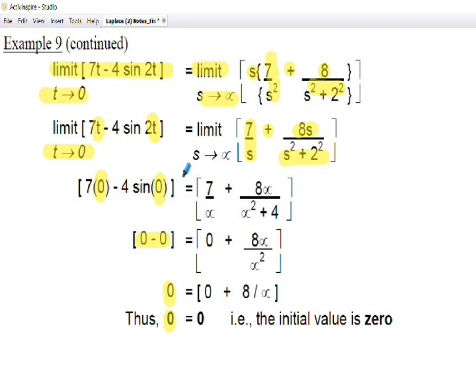If I move back to the right hand side and now I put my s tends to infinity, just think if it's a large number here, then 7 divided by that large number will tend to 0, and on the next part of the equation I get 8 times infinity over infinity squared plus 4. That could really be stated as 8 times infinity over infinity squared, because the plus 4 would be irrelevant to a really large number, and if you cancel the infinities top to bottom, I would get 8 upon infinity. Effectively 8 divided by a really large number tends to 0, so the right hand side also tends to 0. So the initial value of this system is 0.